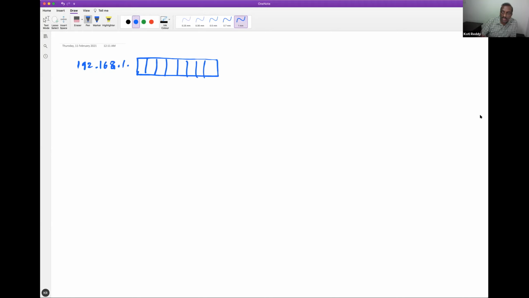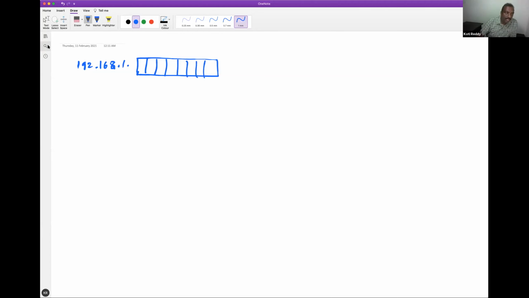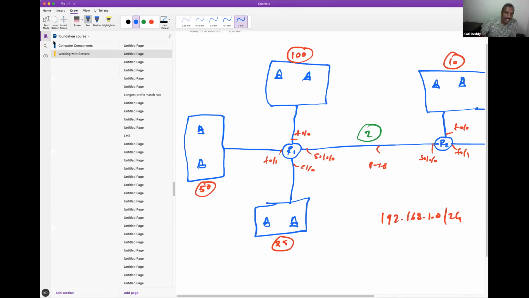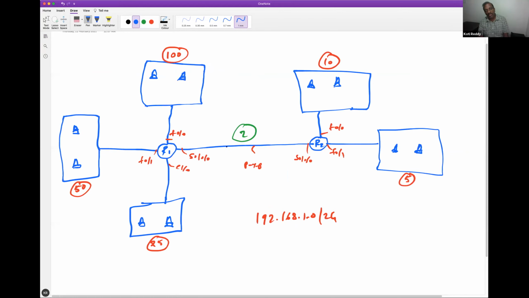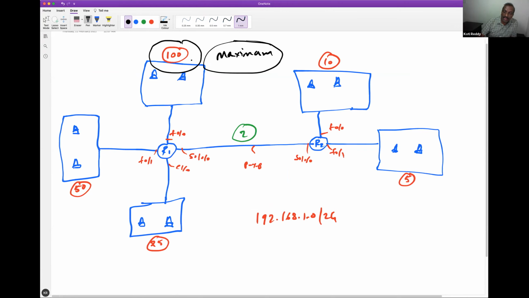Now, how many hosts? If I go to the diagram now, what's the network where the maximum number of hosts are required? 100, right? So we'll start with this. We fulfill the requirement of the maximum number of hosts first, then only go for the other network IDs. So let's start with the maximum number of hosts right now. How many should we accommodate? 100 hosts.